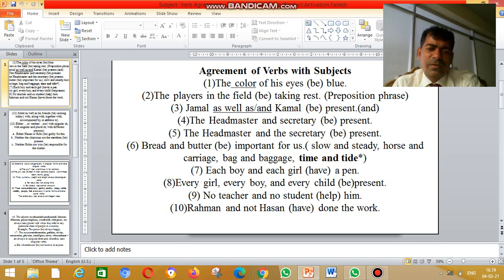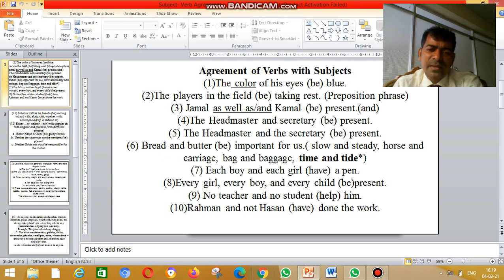So for this kind of phrase, there are some phrases: slow and steady, horse and carriage, bag and baggage, time and tide. After these phrases you have to use the singular form of the verb within the bracket.